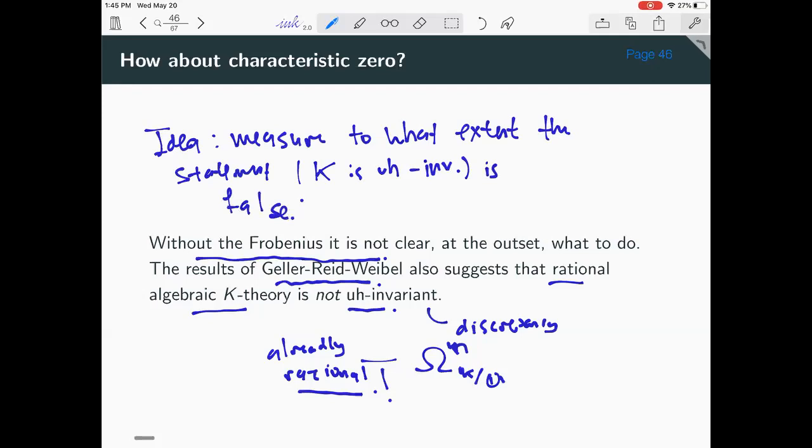And this is like the approach of this TC stuff, which has gotten really hot recently, that TC measures to what extent algebraic K-theory is nil invariant via some pullback square. So you want to dream up some kind of pullback square that can measure the failure of algebraic K-theory to be a universal homeomorphism invariant. And here's the statement.